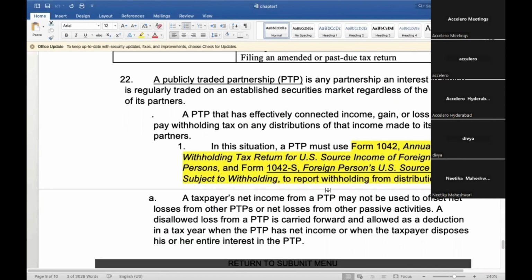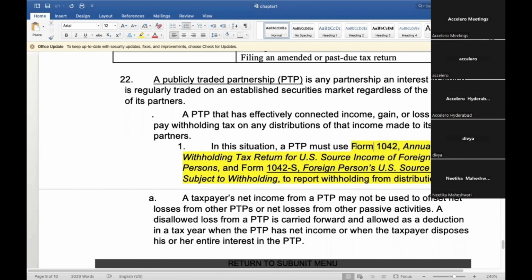Public traded partnership, we saw that if the partnership is being traded on a stock exchange, then what are they supposed to do? Or if there are any partnership share or dividend income going to people outside the US, or who are not residents of the US, then Form 1042 is used, which talks about the withholding.